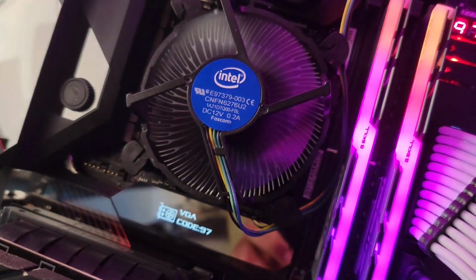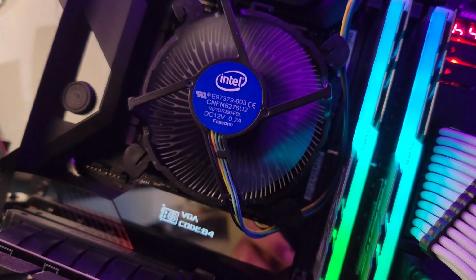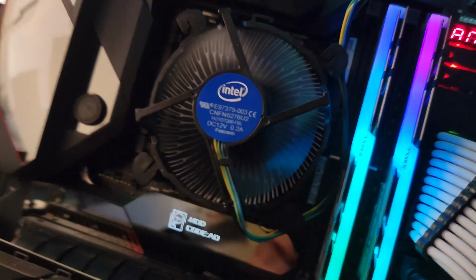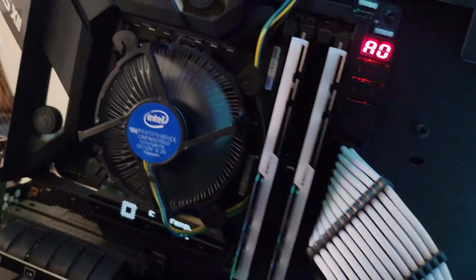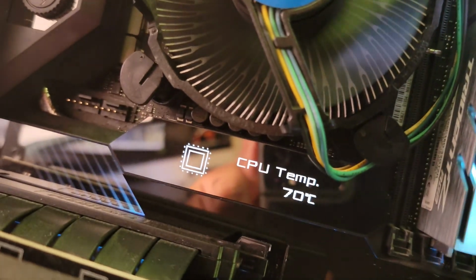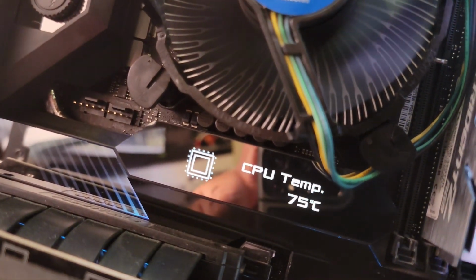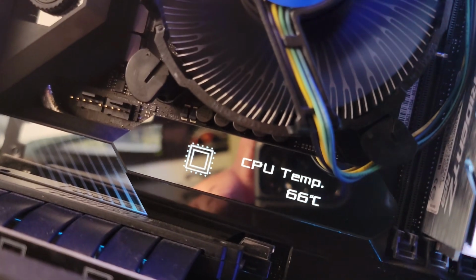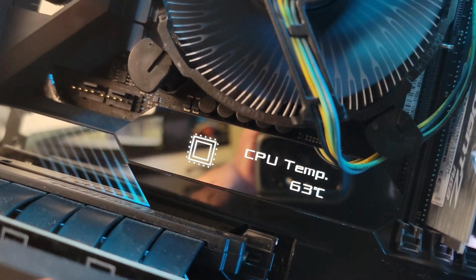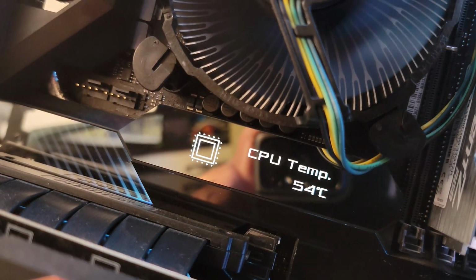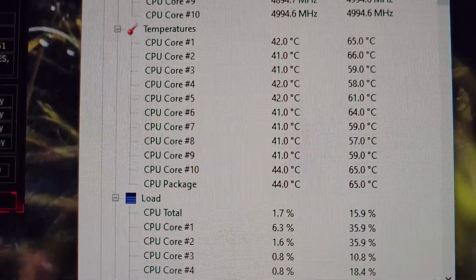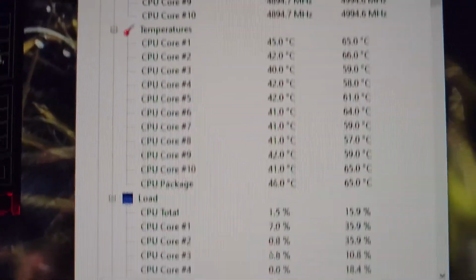Now, does the copper make a difference? Let's find out. Alright. Already, the idle temps are 73 degrees Celsius. 75, 66, 63, 59, 66. Around 45 to 50 sometimes, 42.